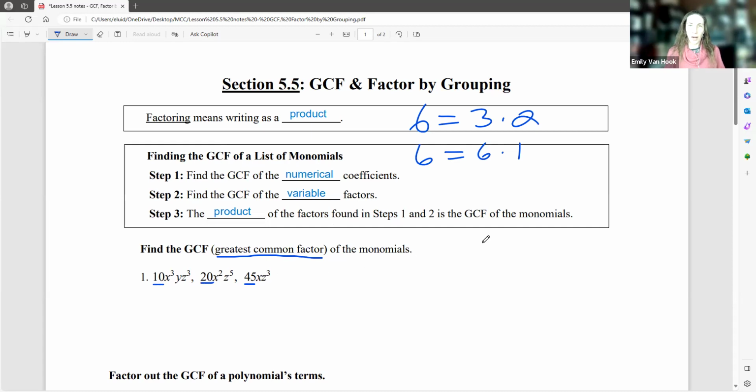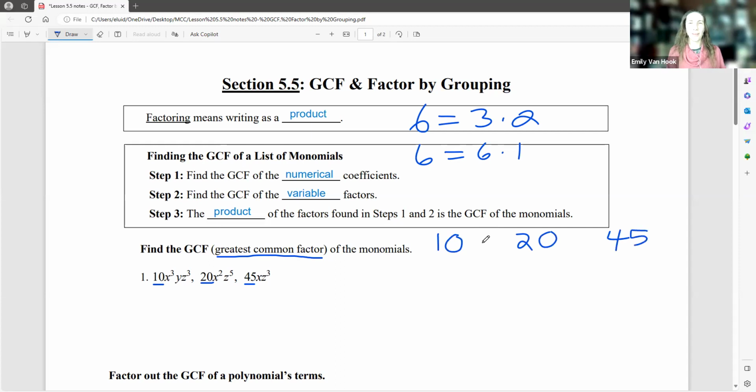So sometimes you can kind of just look at a list of numbers and it'll just kind of come to you. You'll see, oh, they all have a 2 in common, or oh, they're all multiples of 3. Or in this case, we might notice 10, 20, and 45 are all multiples of 5. But how would you know that for sure? So there's different strategies for doing this. I like making a factor tree.